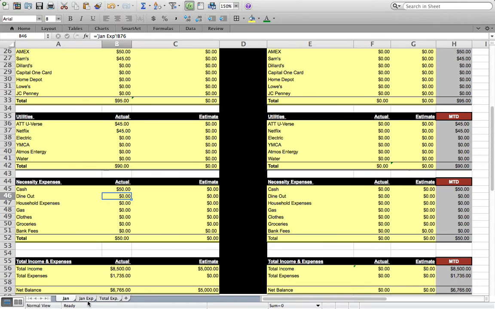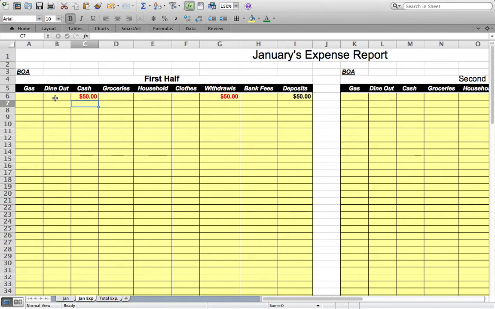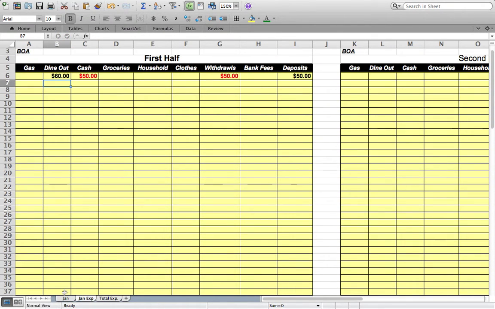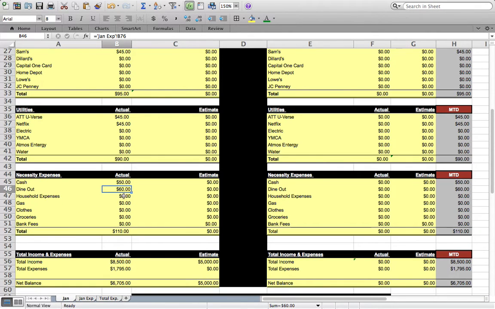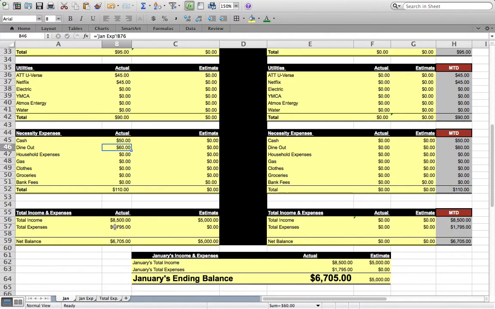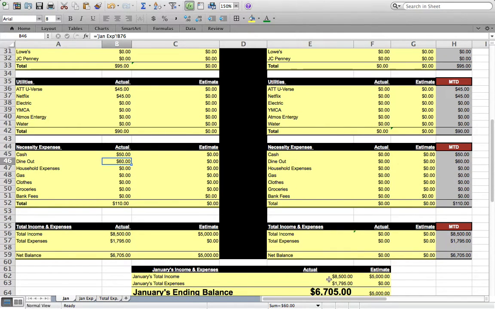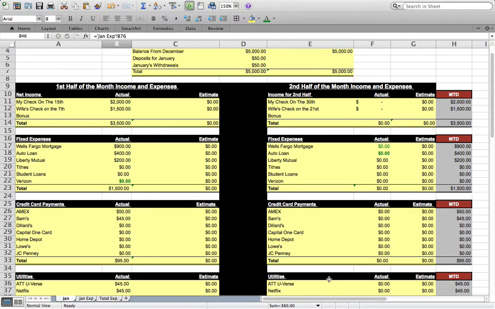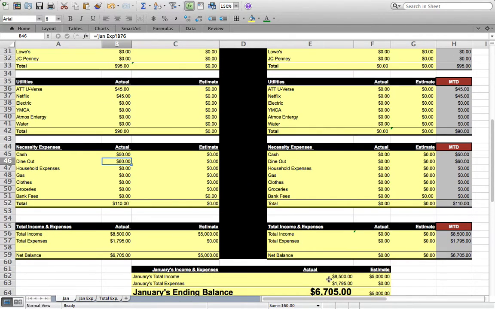Let's say I went to a restaurant and I spent $60. Okay, that $60 is going to transfer over to here. It's going to show your dine out right here. Perfect. So that gives you what your total is going to be, and what happens is it goes to your expenses, it deducts it from your income. This is your total here again. So now I have kind of like a gauge that gives you an idea of where you are for the first half of the month.